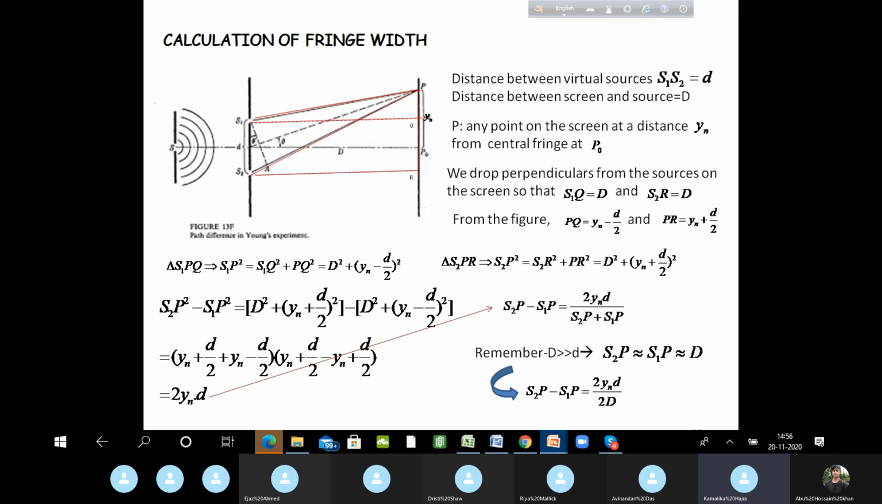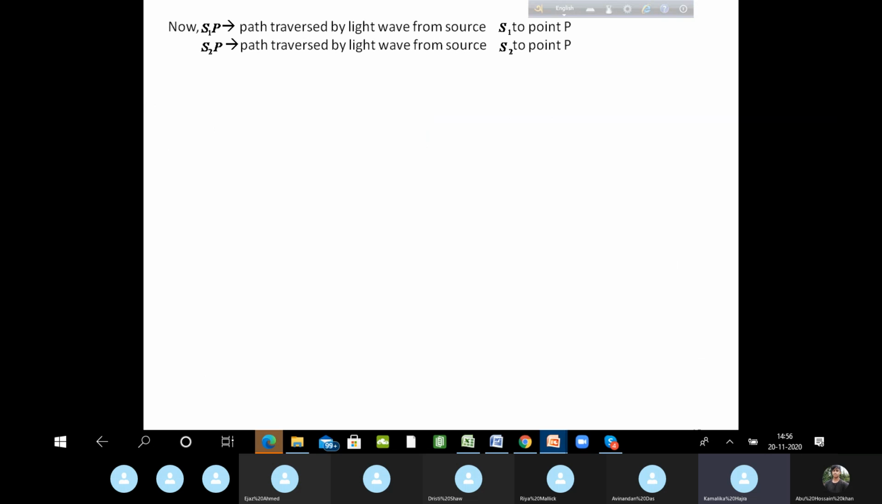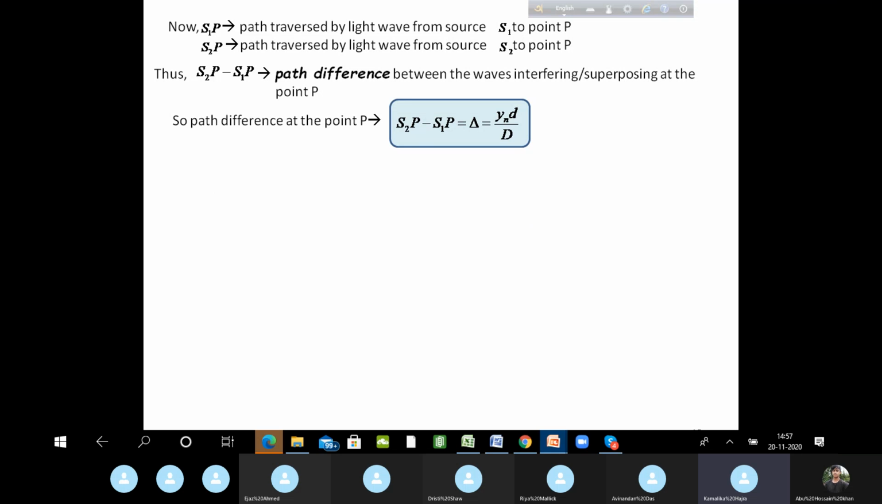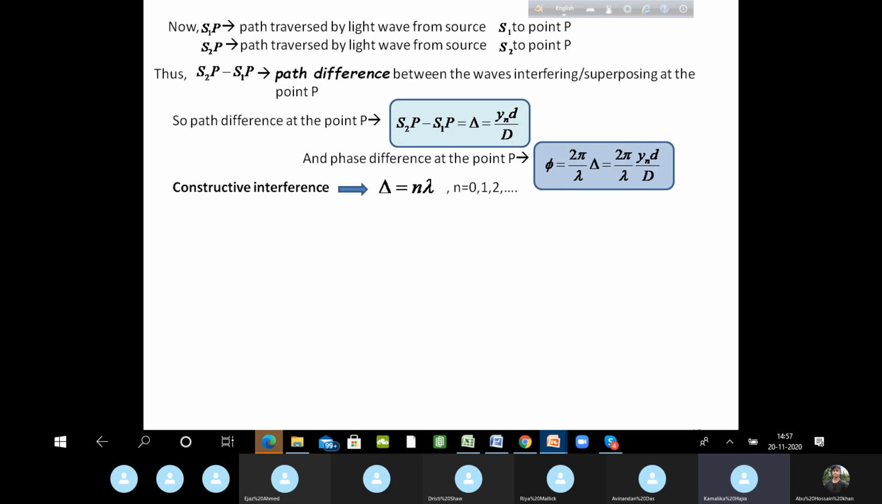So S2P minus S1P is 2ynd by 2 capital D, or ynd by D. So the path difference is this, delta equal to ynd by D. And this is the phase difference, 2 pi by lambda times ynd by D. For constructive interference, we know path difference is equal to n lambda. So ynd by D is n lambda. So yn is n lambda capital D by d.